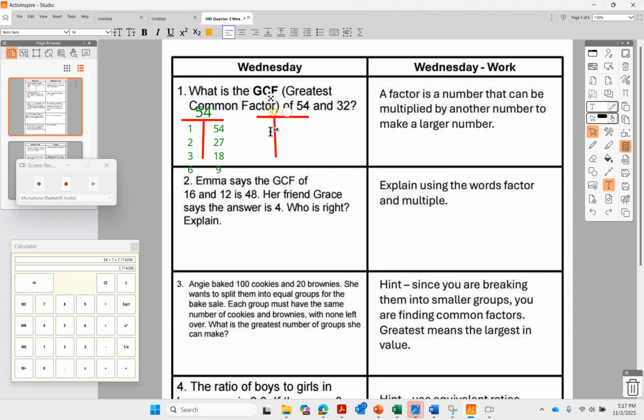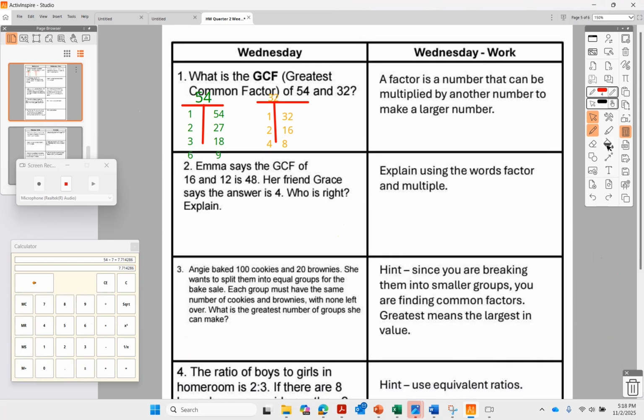Okay, so we can do 1 times 32, 2 times 16. 3 does not divide into 32. 4 times 8. 5 does not divide evenly into 32 with no remainder. Neither does 6, neither does 7. 8 does. I already have 8 in my list. So these are the factors of 54. And these are the factors of 32.